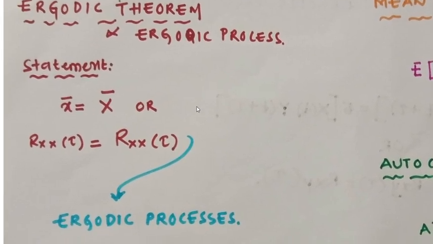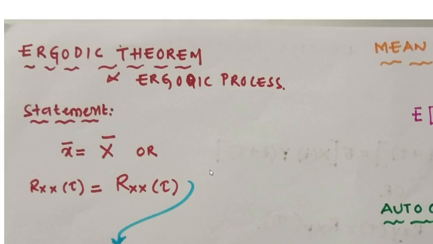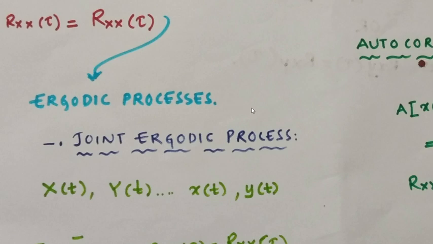This is an ergodic process. The ergodic process definition is very, very simple: the mean or average of all the sample functions in a random process must be equal to the mean or average of the corresponding statistical random process, that is x bar. In the correlation process also, if a random process satisfies these two conditions, that random process is named an ergodic process. Ergodic process is also very important.